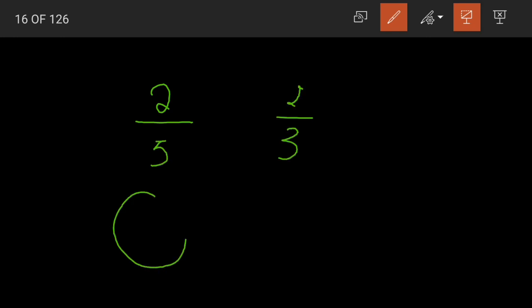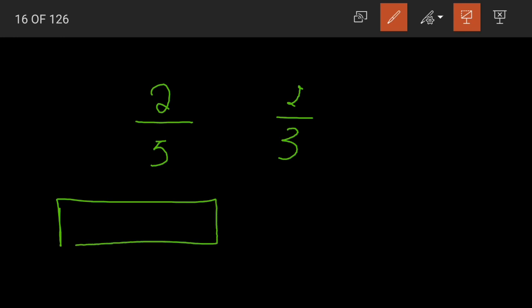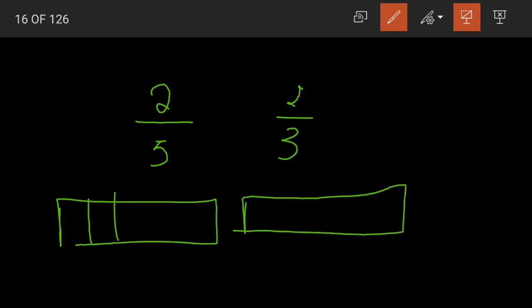If you want to understand it logically, let us say we have 2 by 5 and 2 by 3. How can we represent it diagrammatically? Let me draw a rectangle here, divided into 5 parts.